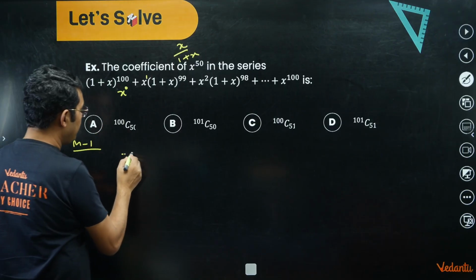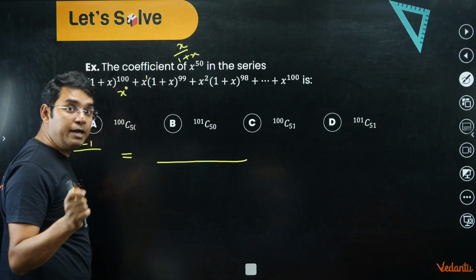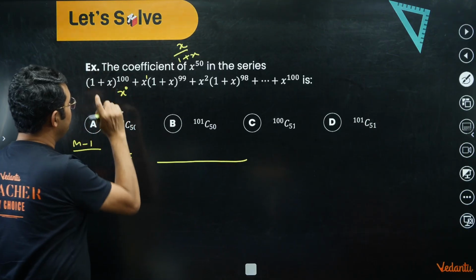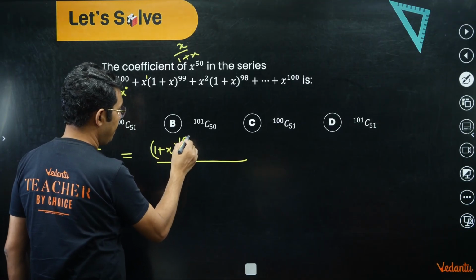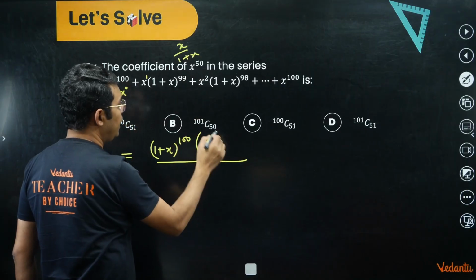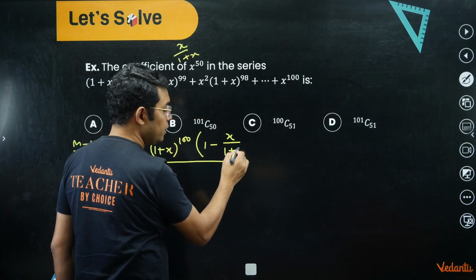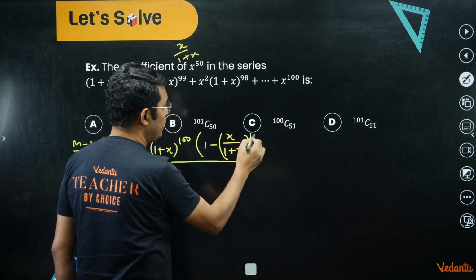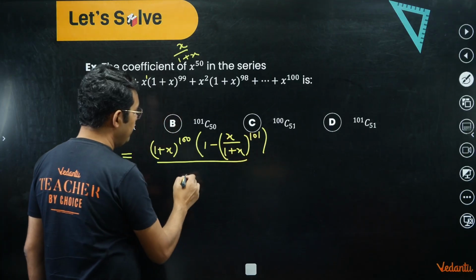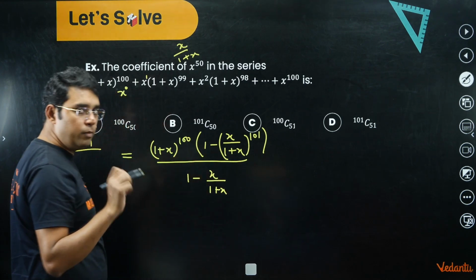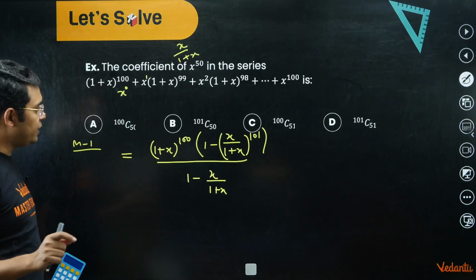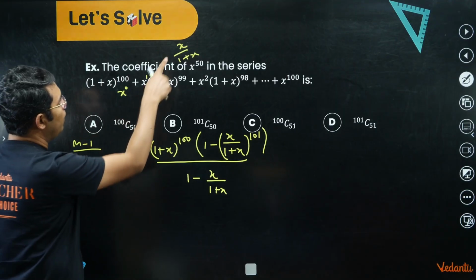so total number of terms would be 101. So if I write the sum of 101 terms of a GP, its first term would be (1 plus x) power 100, into 1 minus r, that is (x upon (1 plus x)) whole raised to the power 101, and whole divided by 1 minus x upon (1 plus x). Okay, so this is the formula of sum of 101 terms of a GP. First term this, common ratio this.